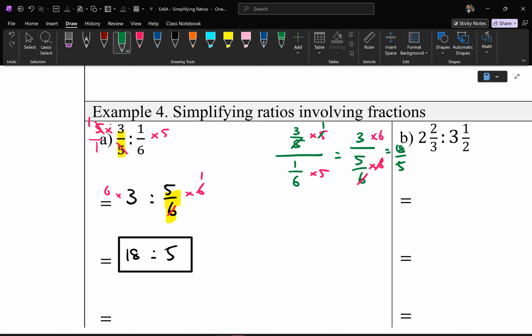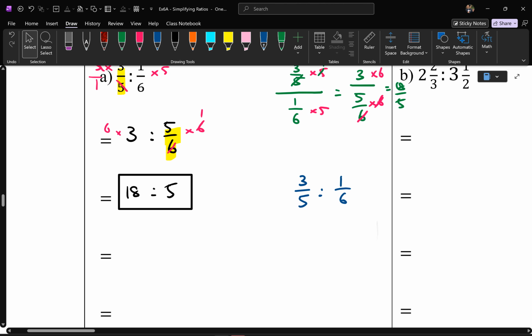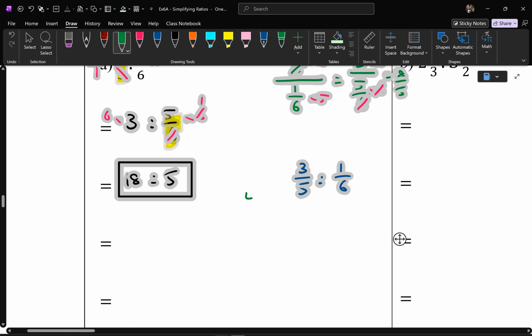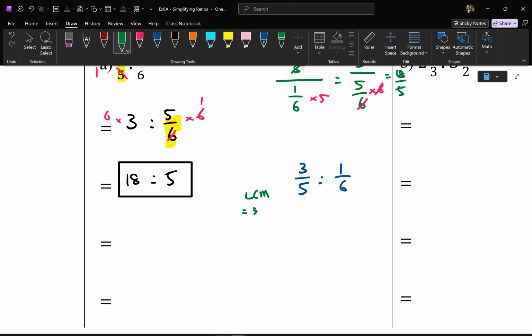Yeah. Could you make the denominator the same? So on the left hand side, make it, because the lowest common multiple is 30. Beautiful. And then make it 18 over 30 and 5 over 30. Yep. And then just do the 18 to 5. Very good.